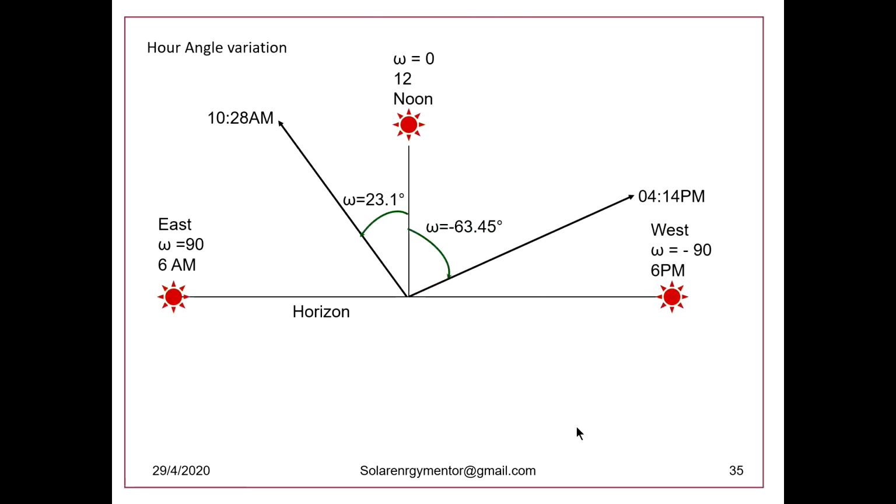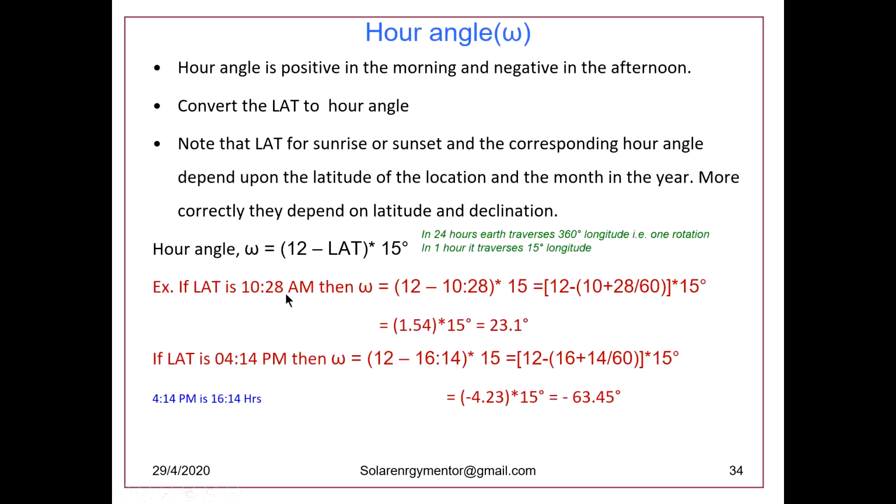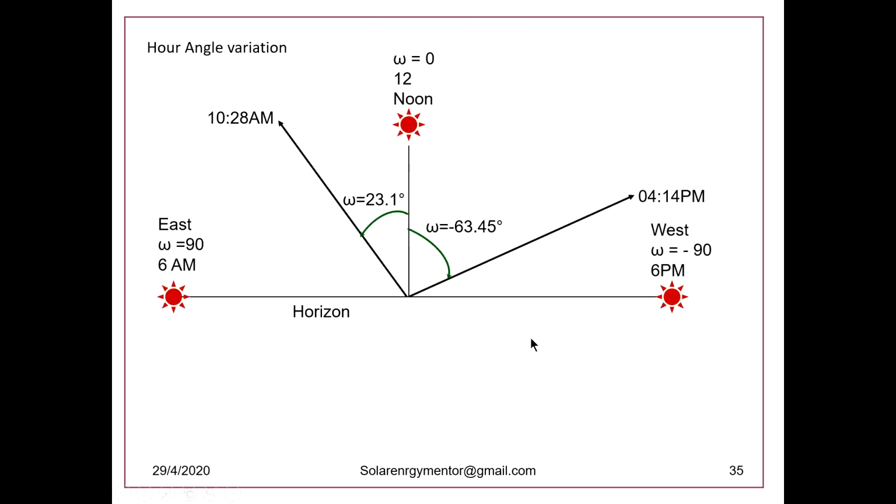It is shown here. In the first case it is 10:28. The angle is 23.1. So at 10:28 a.m. the angle is 23.1. It is measured from here. As the sun goes up, it will become 0. And then after that, at 4:14 p.m., the angle is omega equal to minus 63.45. It will be minus 90 when the sun sets.